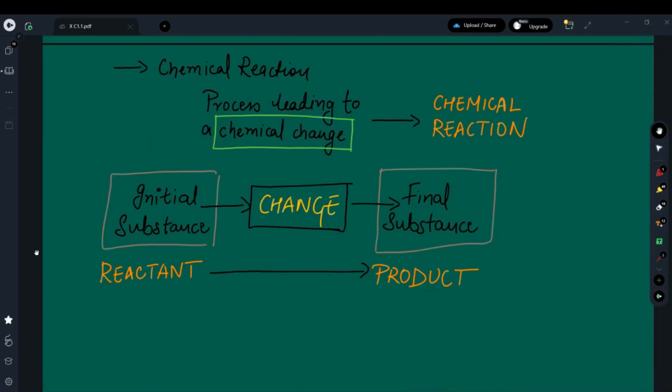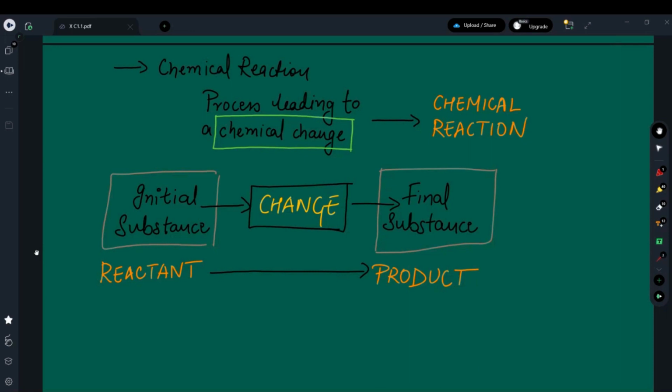Okay, that's the basic thing we'll be doing. So in order to understand what a chemical reaction is, first we need to understand what a chemical change is. We now know what a chemical change is. It is where a new substance is formed and the process is irreversible. The change that happens is a permanent change. That is what is known as a chemical change.